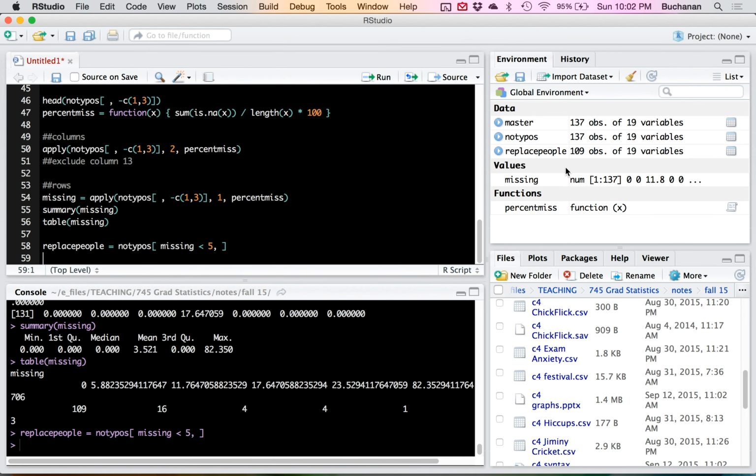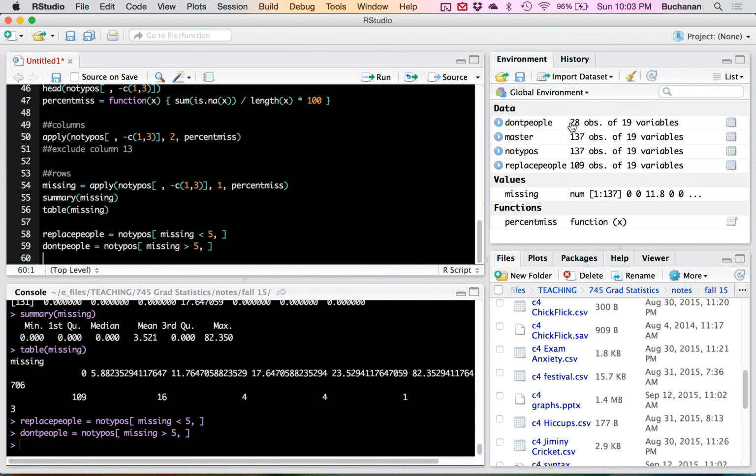So with replace people, that breaks it down into 109 observations, right? Because here, look at the table. This is 5.88, so it's really going to exclude everybody who does not have missing data. So this is 0, so there's actually no missing data in this. Now let's do don't people. No typos. We're going to do the exact same thing, but in reverse. Missing data is greater than 5%. Okay. And that's everybody else. So our 2 data sets should add up to the total. So 28 plus 109 is 137.